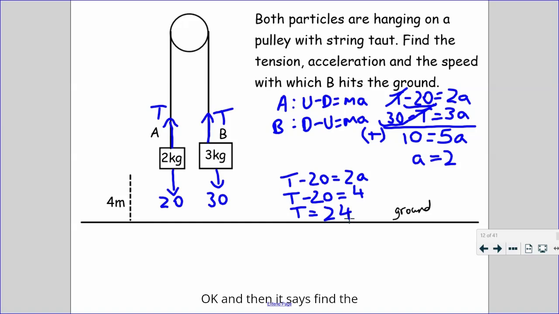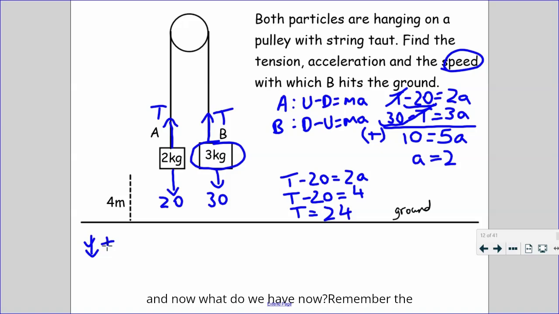Okay, and then it says find the speed with which B hits the ground. Right, now we have to use SUVAT for this. Now, if you look at particle B, B will go down. So remember, when we do SUVAT, we take a positive direction. So take downwards as positive.